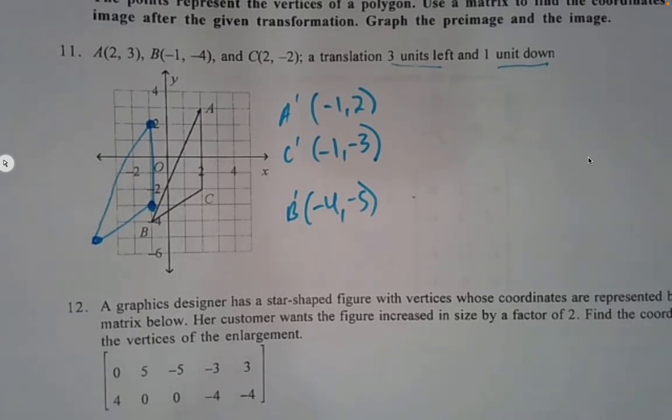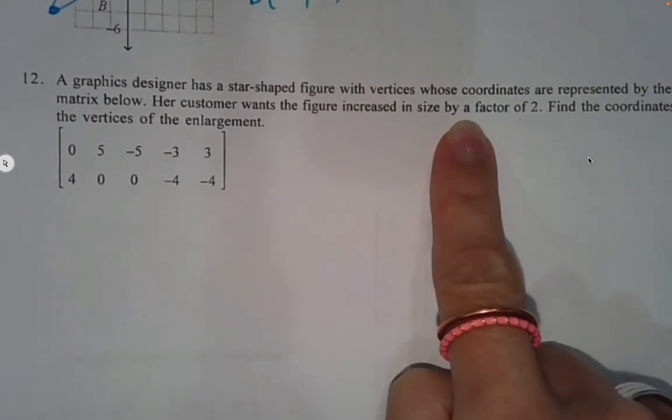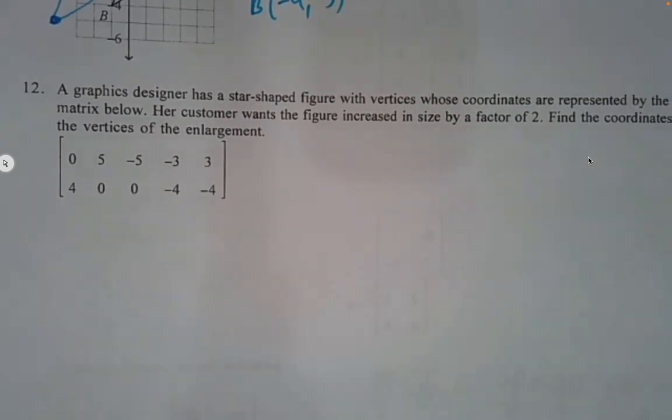Okay, and then the last one. Do y'all need a second? Okay. Hold on. The last one, what does it tell me to do right here? It says it's increased in size by a factor of 2. That means you are multiplying by what? 2. Just multiply every single number by 2, and that's your answer.